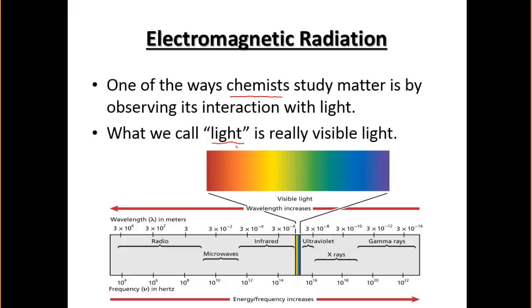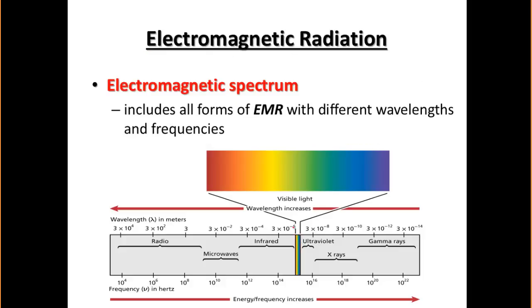Now, light is just one of the electromagnetic radiations, but what we see is actually visible light, so it's a very small part of the spectrum. Now, what the spectrum is, the electromagnetic spectrum includes all forms of electromagnetic radiation of different wavelengths and frequencies. So a couple of things we could see down here. Visible light is just this little spot right here. So Roy G. Biv all fits into what we can actually see.